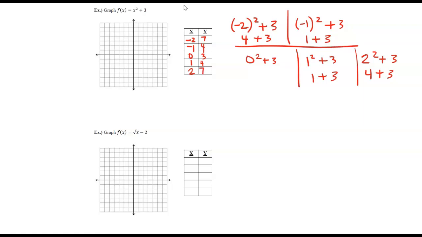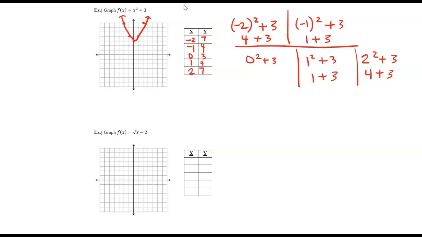So -2, 1, 2, 3, 4, 5, 6, just enough. We're at 2, 7. We were at -1, 4, and 1, 4, and then 0, 3. And so we're going to have a graph that looks like that.